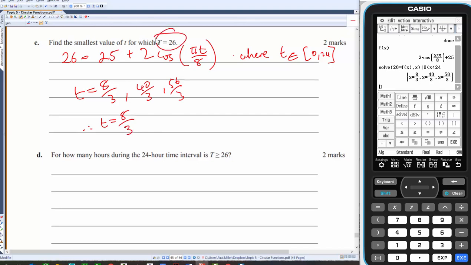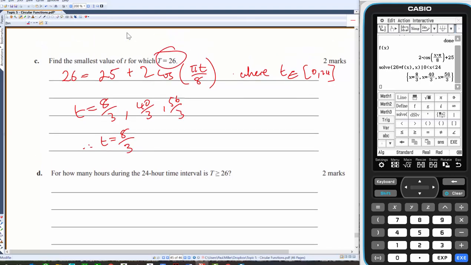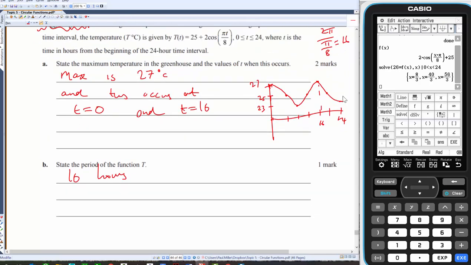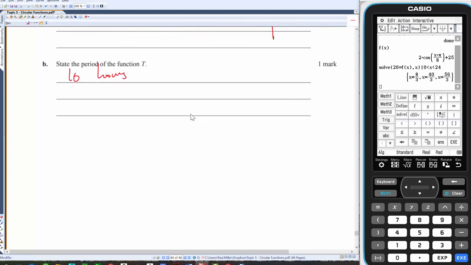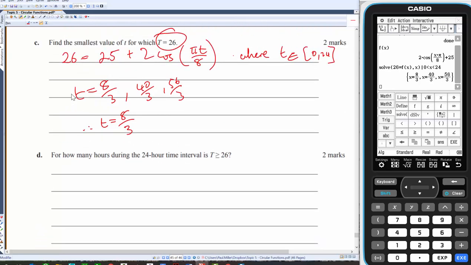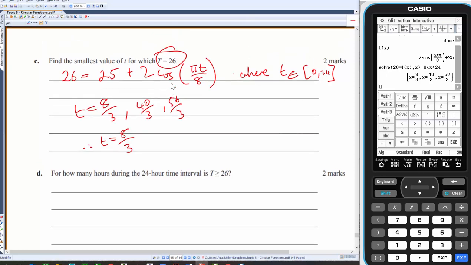Therefore t is equal to 8 on 3. So that's when t is equal to 26 for the whole domain of the function, which is there, there, and there, so 3 times. But we want the smallest one as per the instructions in the question. So we want the smallest value of t for which it's 26. All right, for how many hours during the 24-hour time interval is t greater than or equal to 26?